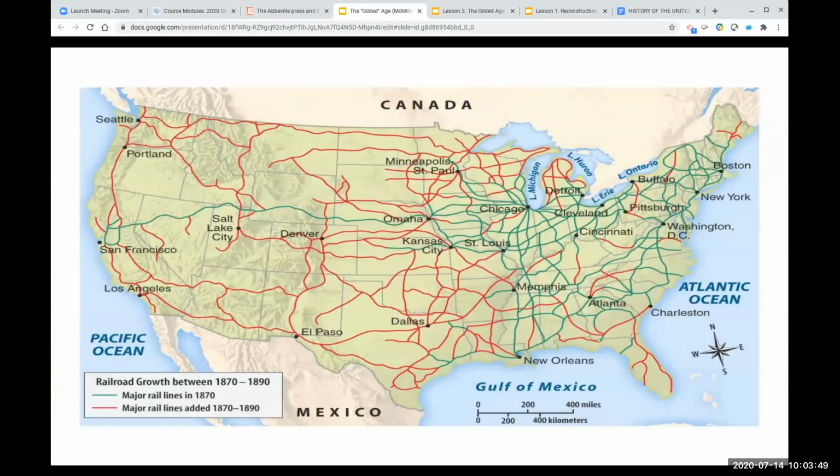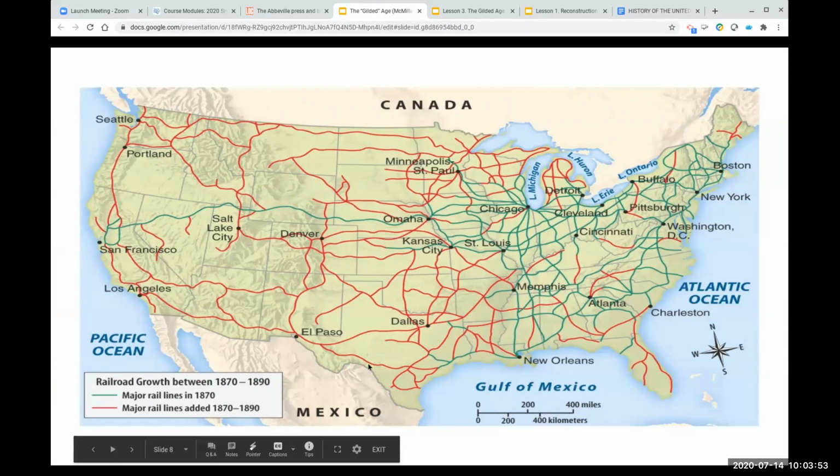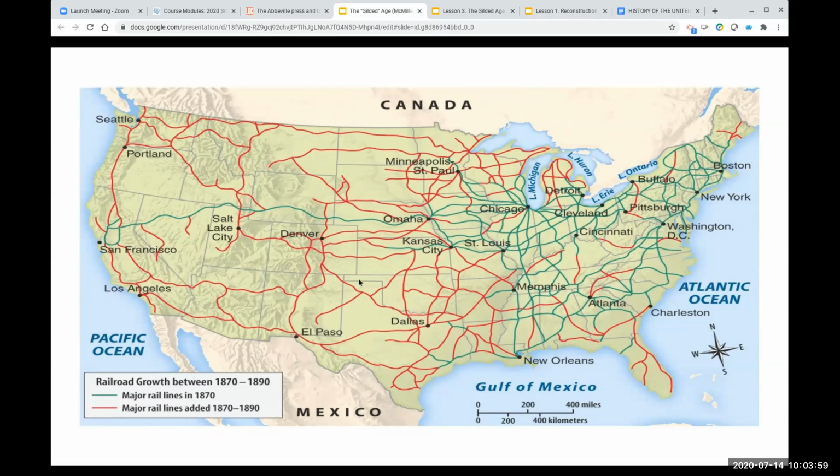Notice the railroads. You have railroad growth between 1870 and 1890. So these major rail lines are in green. The major rail lines added between 1870 and 1890 are in red. And so all of these rail lines are bringing all of this ore, much of it to Pittsburgh and to other places where steel is being made, but largely Pittsburgh.